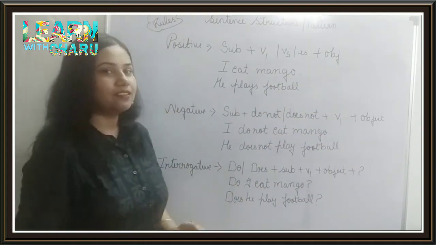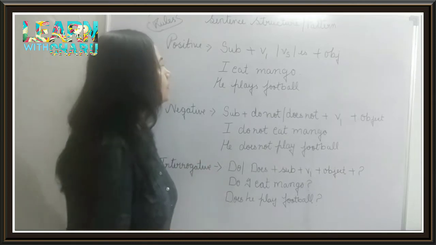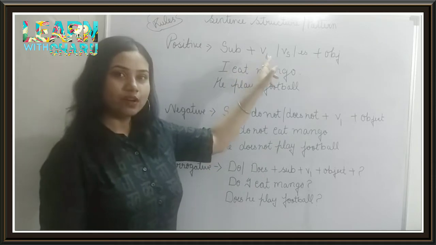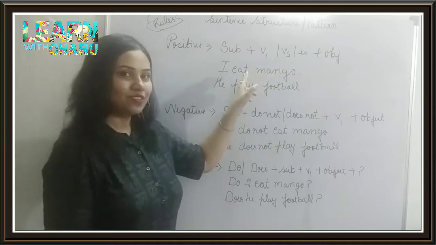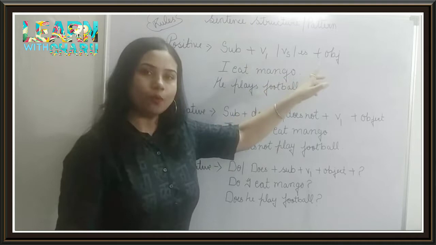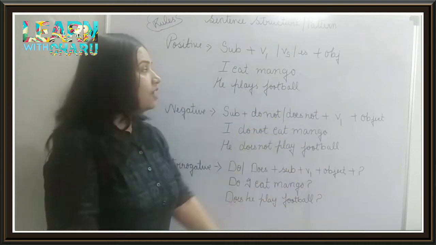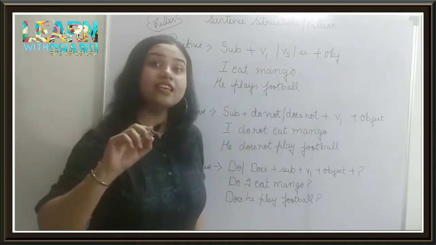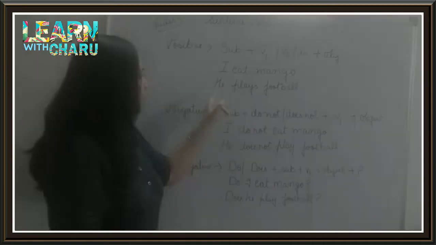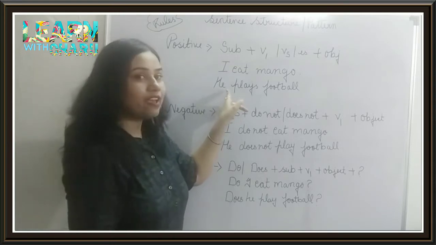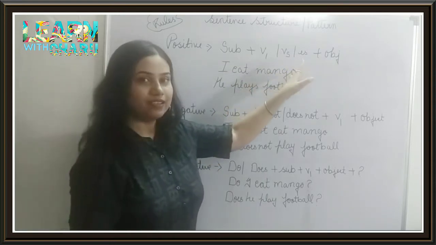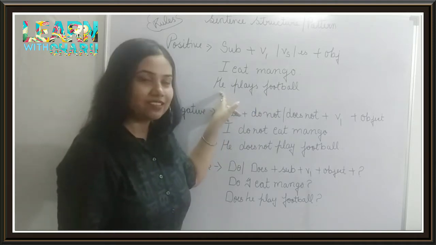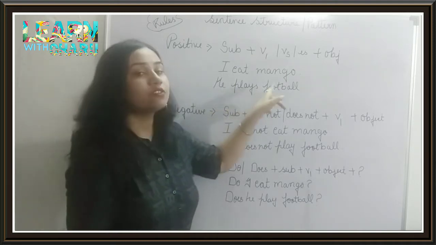For example, let's see the sentence. I is the subject, right? Eat is verb V1, okay? And mango is the object. Do you understand this? Now you ask me, ma'am, V or VS or ES? It is for he, she, it, okay? With he, what have I used? Plays. S or es we can use, okay? So plays is here. So he is here the subject. He plays football.